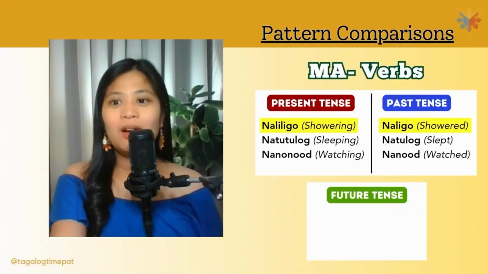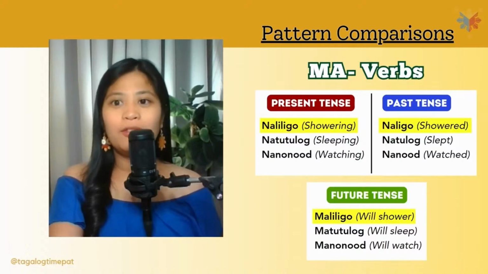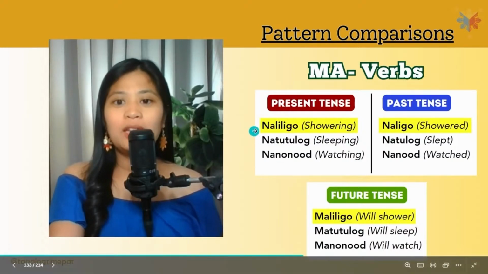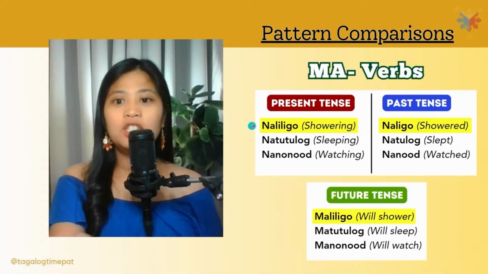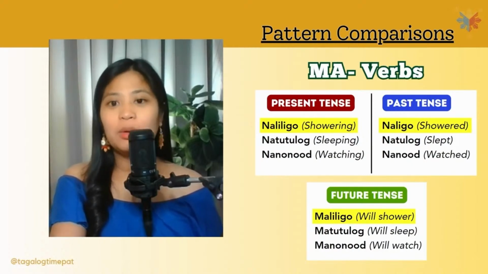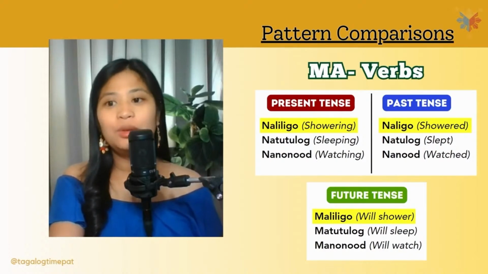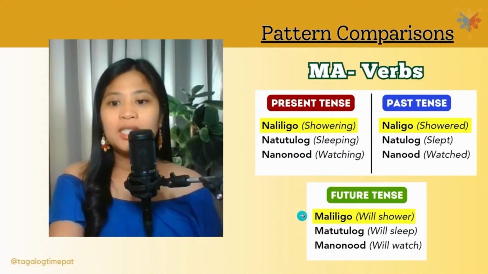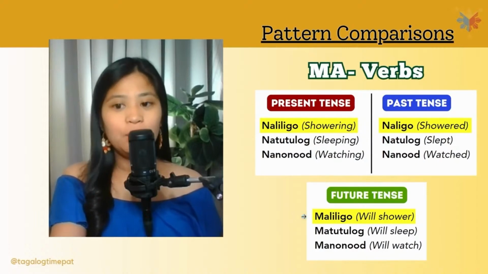Now let's compare all of the tenses together for ma verbs. Let's just take a look at the highlighted ones. Maligo means to shower. In the present tense, it's naliligo ako. Showering, taking a shower. Naliligo ako. In the past tense, it's naligo, showered. Naligo. In the future tense, it's maliligo. Maliligo ako. I will take a shower.